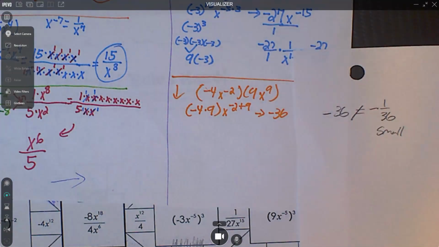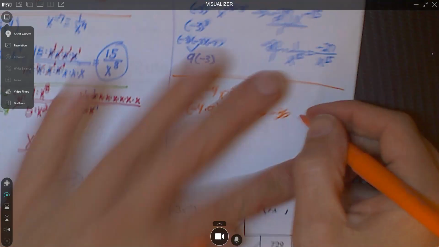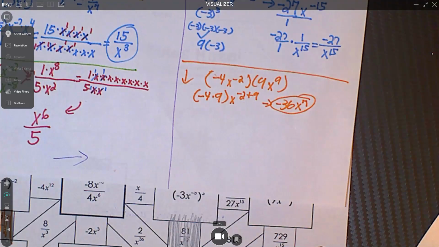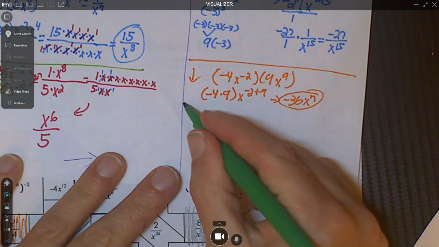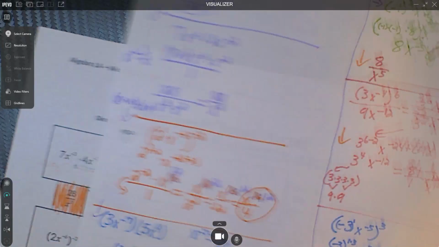So negative 36 is up to the first. Negative 2 plus 9 is 7. Let's see if I can get one more. Okay, next one.